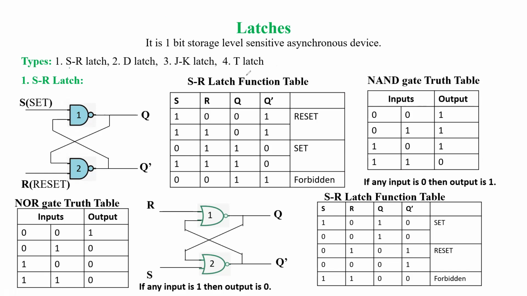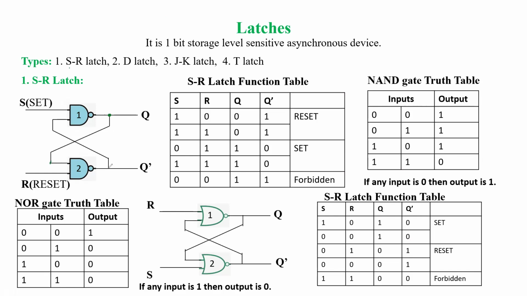First, we'll see more detail about the SR latch. An SR latch can be designed with the help of NAND gates or NOR gates. First, we are seeing the design of the SR latch using NAND gates. Here, both NAND gates, which are universal gates, are cross coupled. Cross coupled means the output of one gate is connected to the input of the other. Like here, Q is connected as input to NAND gate 2.